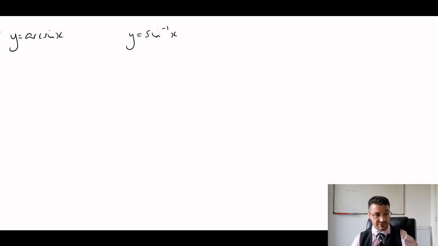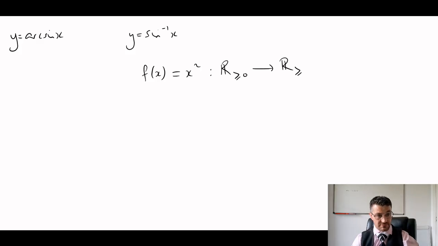So, for example, this is going a bit off topic now, but if we do have the function y equals x squared, maybe I should write it as f of x. f of x equals x squared, which is a function from the positive real numbers to R, let's say. Actually, it would be from positive real numbers to positive real numbers as well. So that's what this symbol means, just positive real numbers.